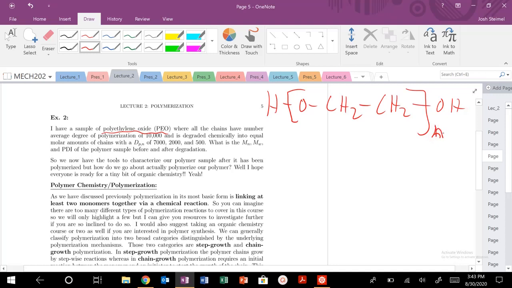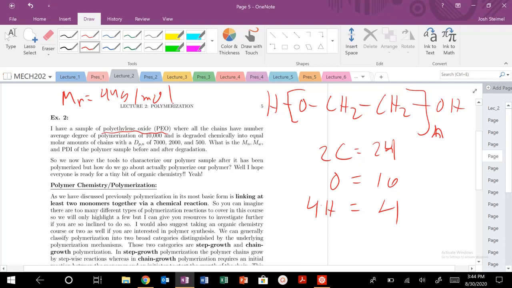So this is our polymer. We already know, okay, this is my repeat unit, some N times. So I know I have 2 C's, so my carbon component would be 24, plus 1 oxygen, that would be 16, plus 4 hydrogens, 4. Do some math. The molecular mass of your repeat unit should be 44 grams per mole. So once you see the polymer, just calculate those values out.